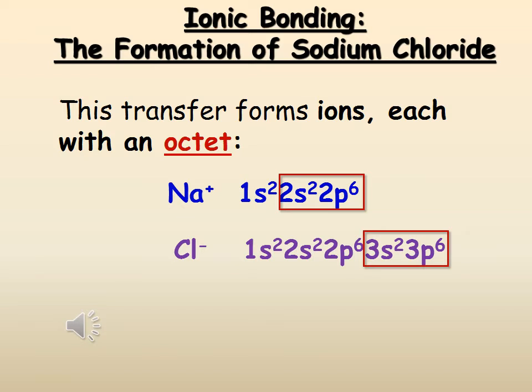After losing one electron, you can see sodium has 8 electrons in its outer shell. And after gaining one electron, you can see that chlorine also has 8 electrons in its outer shell. Thus, the octet rule.